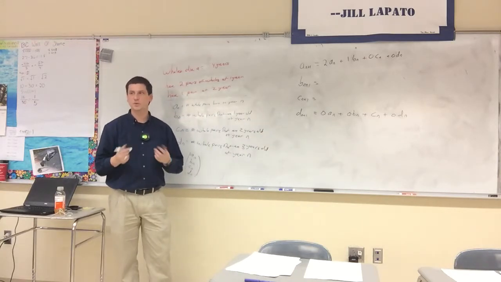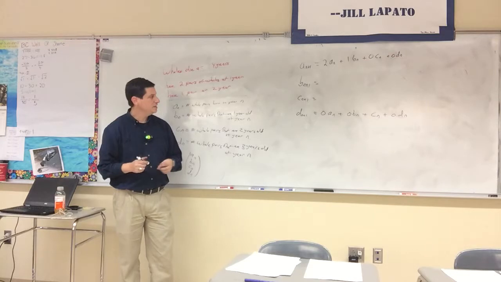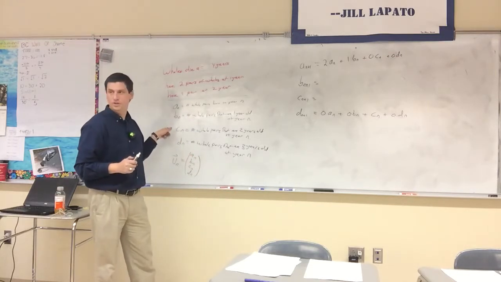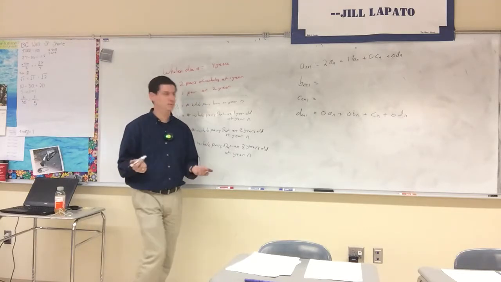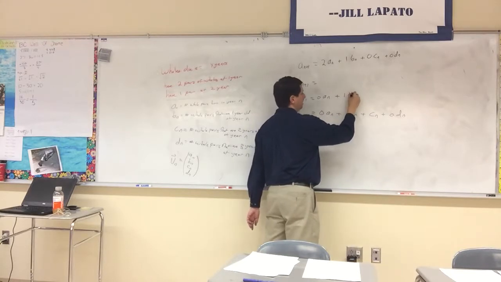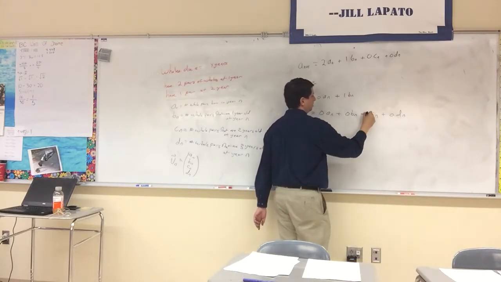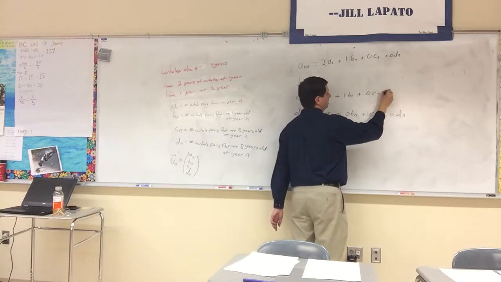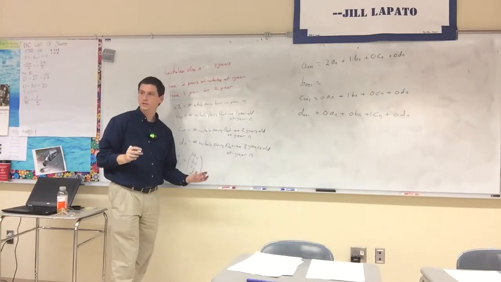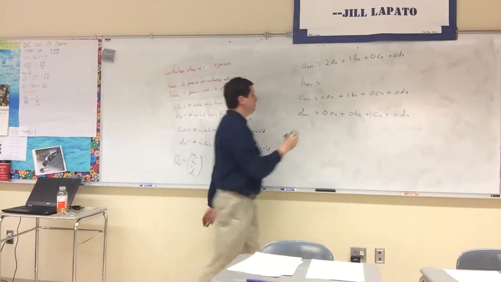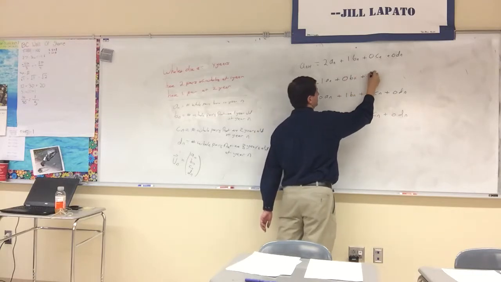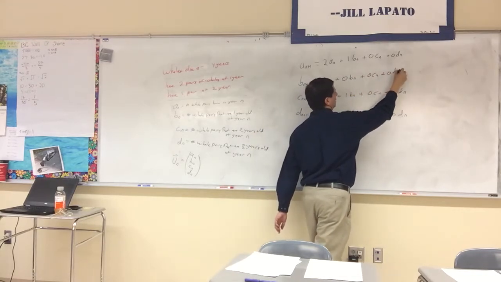No whales ever die except from old age. How many whales in year n plus 1 are 2 years old? Well, it's all the ones that were 1 year old the year before. So it would be 0An plus 1Bn, put the 1 there, plus 0Cn plus 0Dn. Then how many whales are 1 year old? It's the whales that were just born the previous year. So it would be 1An plus 0Bn plus 0Cn plus 0Dn.